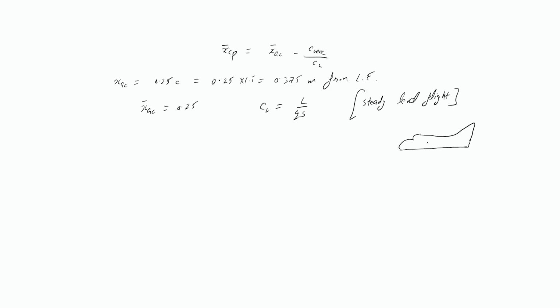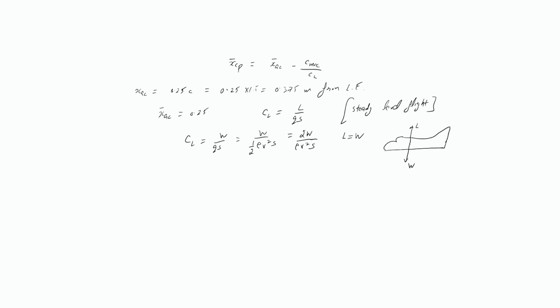We'll assume it is a steady level flight where lift is exactly balancing the weight. So in steady level flight we have L equals W. So CL you can write as W by QS. And W by Q we know, Q is half rho V square, so CL equals 2W by rho V square S. So we'll simply substitute the values over here.